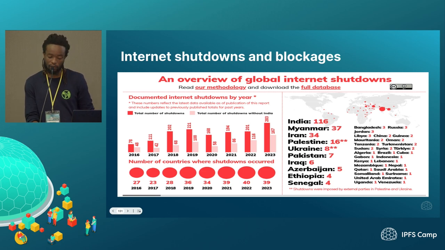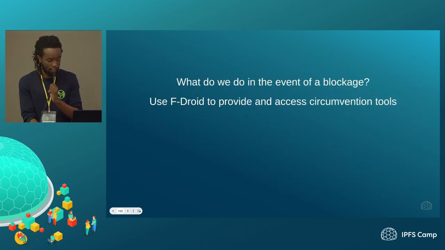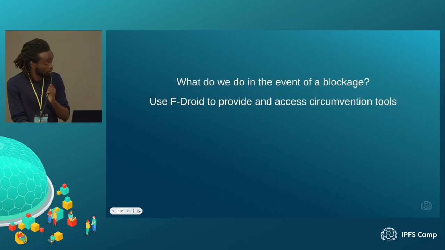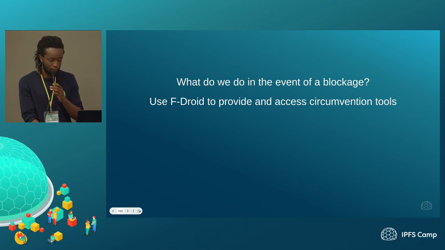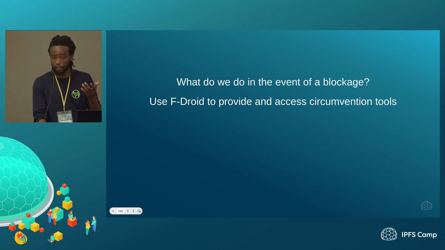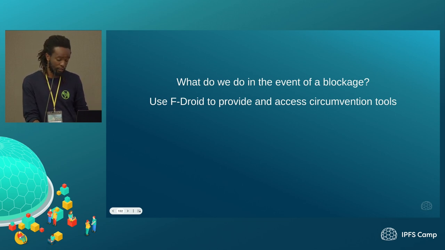So what's the solution to this? What do we do in the event of a blockage or shutdown? We essentially use F-Droid to provide access to circumvention and access tools like VPNs, Tor browser, or the Psiphon browser, depending on where you are. And even to access those tools, you do use F-Droid.